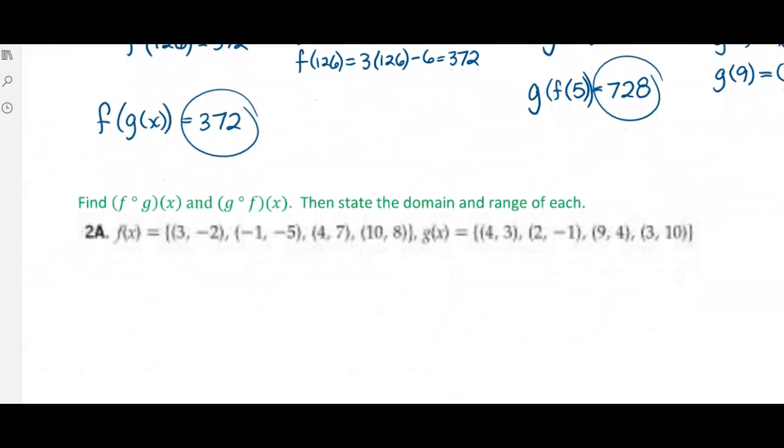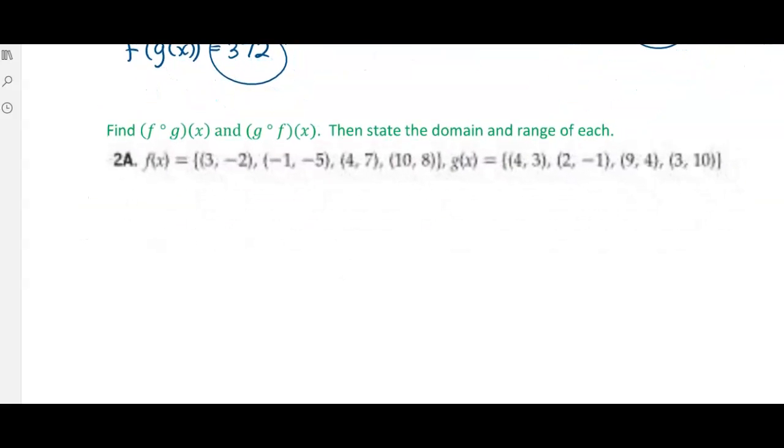Now we're going to take a look at what happens when we're not given functions in an equation form, but rather a list of points that are part of the functions. This is Mrs. Wigger's favorite part, so if you ever have any trouble, just be sure to check with her. She will really enjoy helping you with that. We are going to find f of g of x and g of f of x, but we can't do them at the same time, so we're just going to look at the first one. The first one is f of g of x.